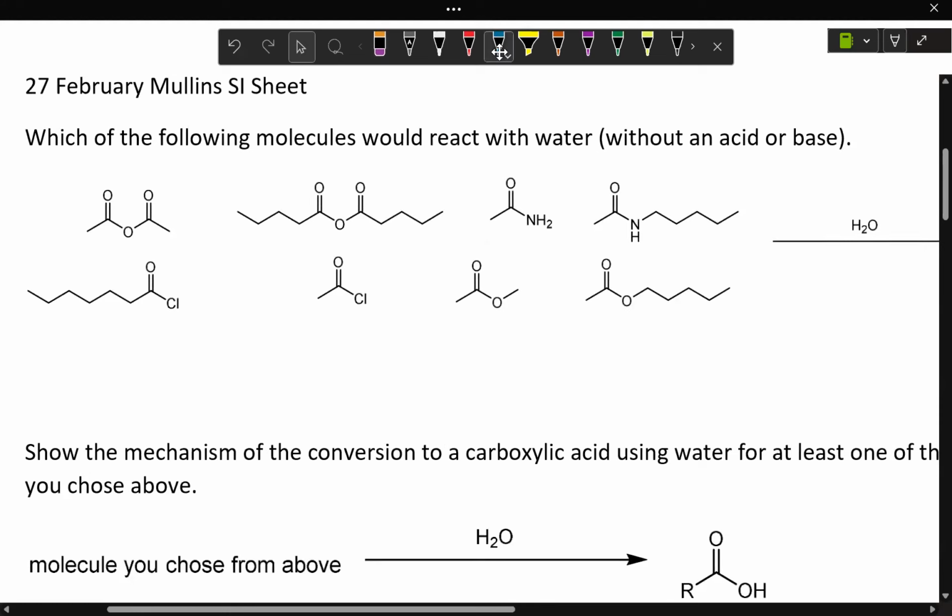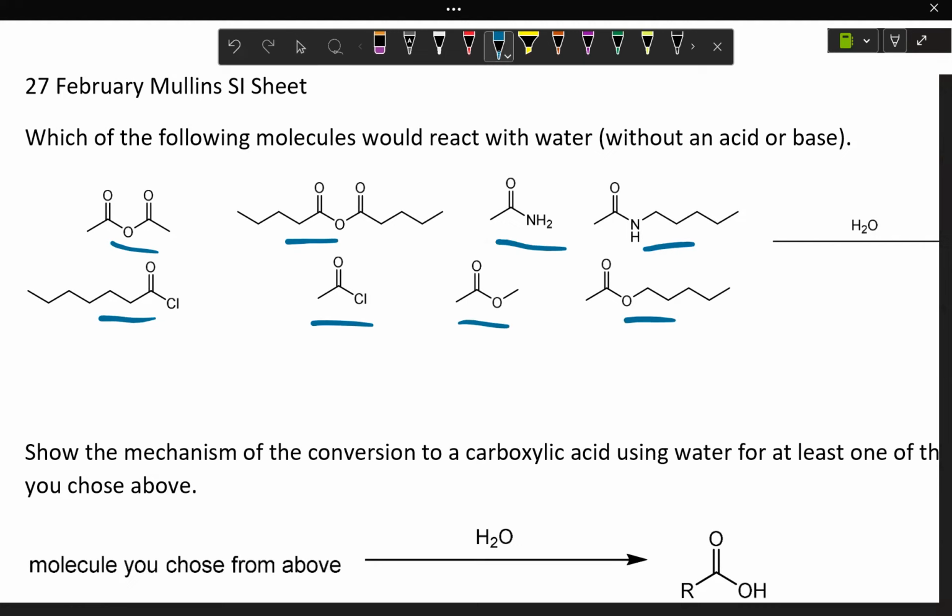We have two anhydrides, two acid chlorides, two esters, and two amides. So we have all four of the carboxylic acid derivatives. And if you notice the difference between the same set of carboxylic acid derivatives, it's that one of them has a longer carbon chain than the other.